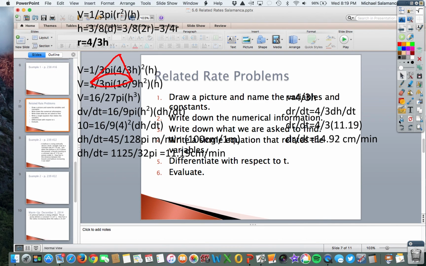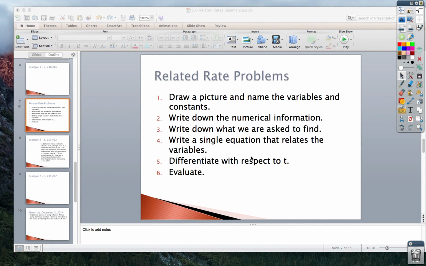So let's give you a couple steps that might make this easier. Step 1, you want to draw a picture and name the variables and constants. 2, you want to write down the numerical information. 3, you want to write down what we were asked to find. 4, write a single equation that relates the variables. 5, differentiate with respect to t. And 6, evaluate.